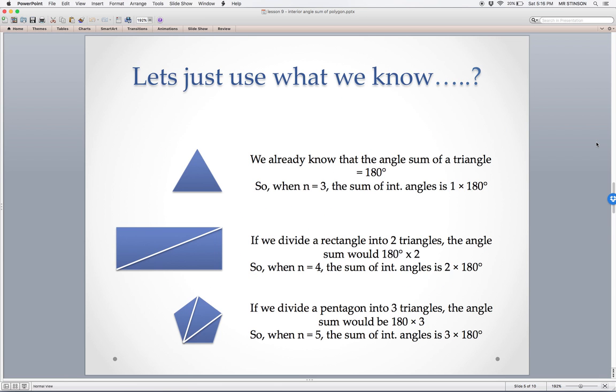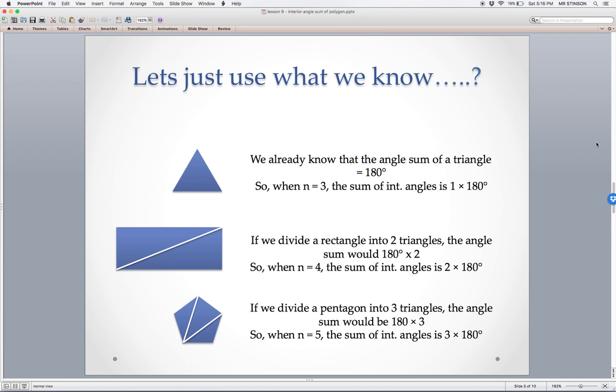So, our purpose for the lesson is to find the interior angle sum of a polygon. And to do this we simply just use what we already know. Let's look at a triangle. We already know that the angle sum of any triangle is 180 degrees, meaning the 3 interior angles of a triangle, when added together, equals 180 degrees. So when n equals 3, n being the number of sides, the sum of the interior angles is simply 1 times 180 degrees.